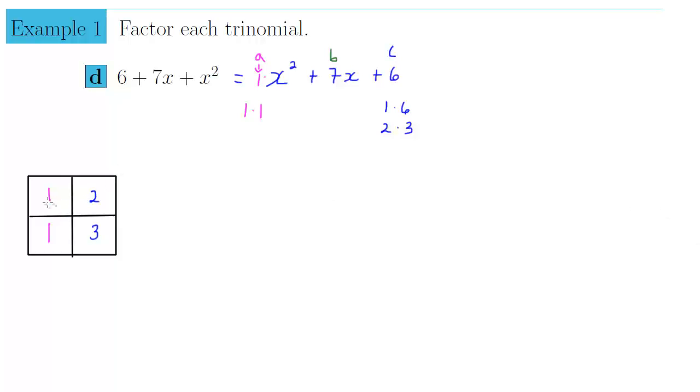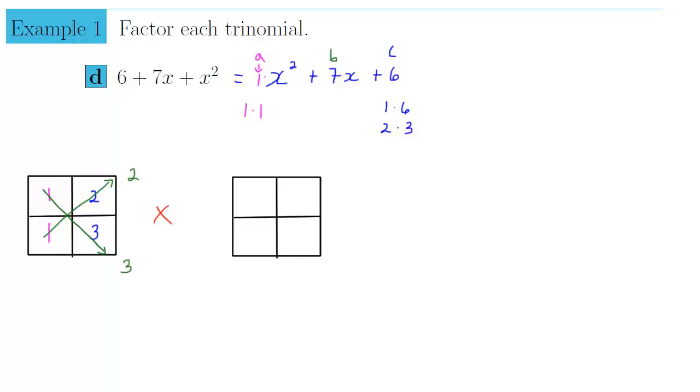Does this work? Well, we got to check. 1 times 3 gives us 3, and 1 times 2 gives us 2. 2 and 3 add to 5, not 7. So this box is no good. Try again. Now, you always want to try the same factors but flipped for the c part. So I'm going to keep this 1 and 1. I mean, you can't really flip those anyway. And I'm going to flip this to 3 and 2. But you'll notice because these factors are the same, this doesn't change much.